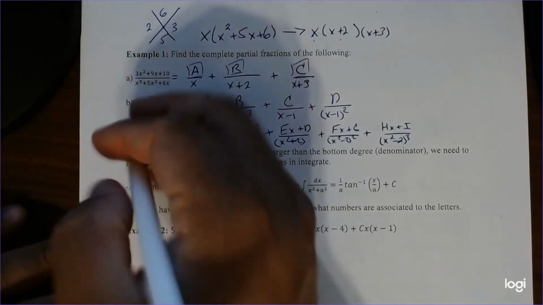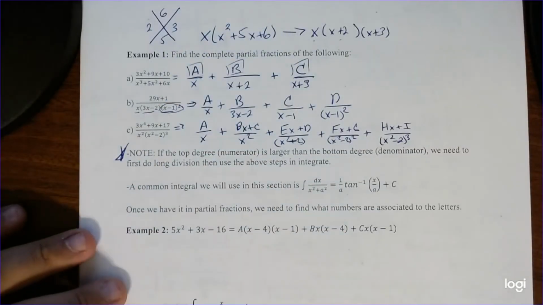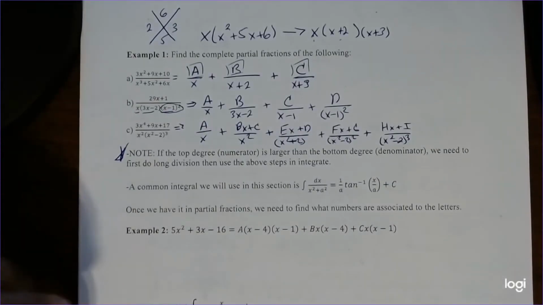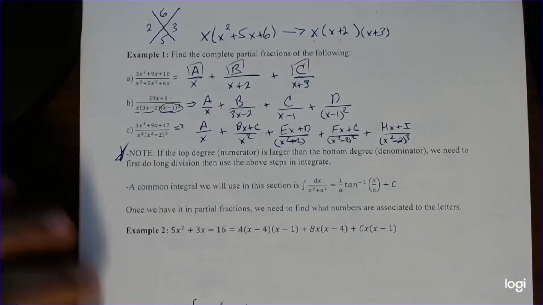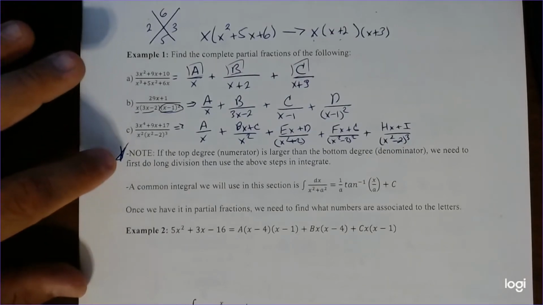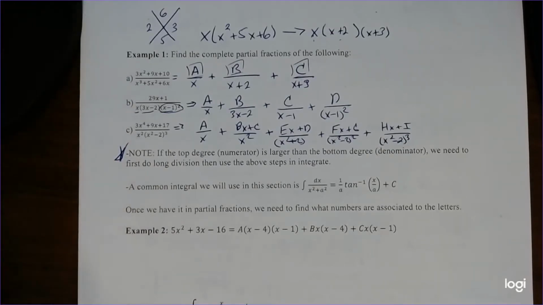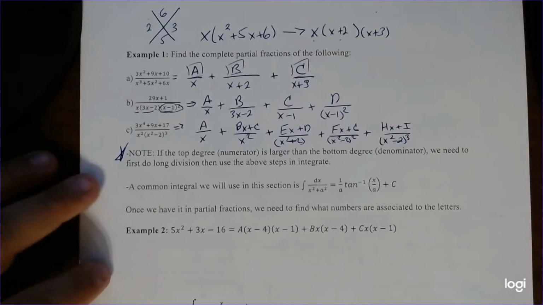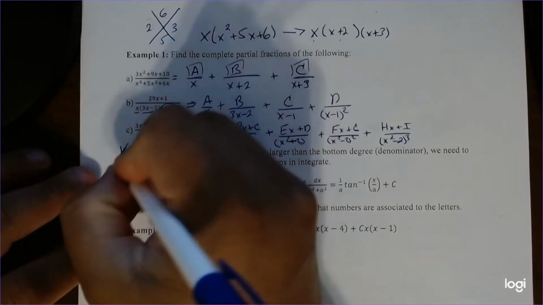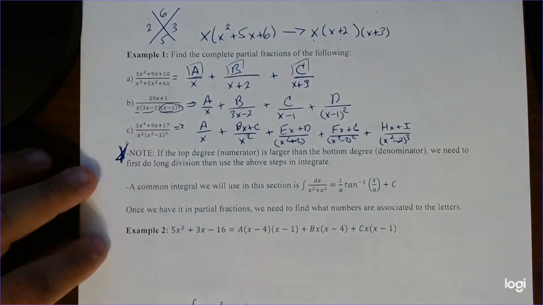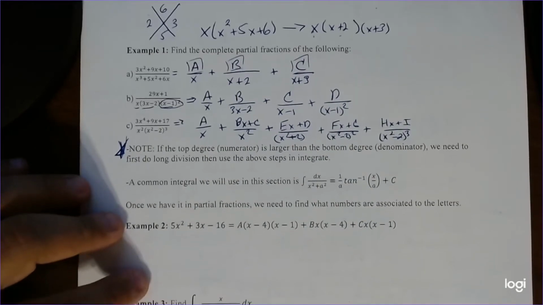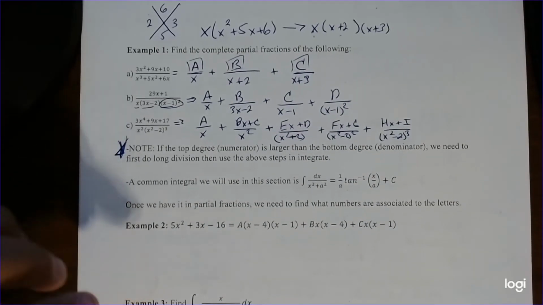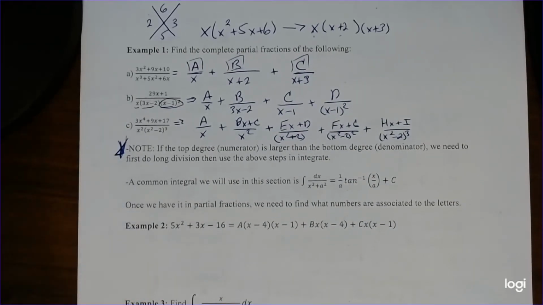Quick little note before we go any further: if the top degree, so the numerator, is larger than the bottom degree, then before we do this process, we have to do long division. I will usually try to avoid that because long division is pretty tedious already. So in most cases, the bottom degree is going to be bigger than the top.